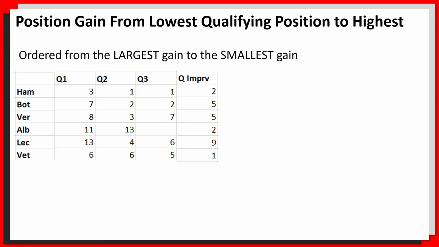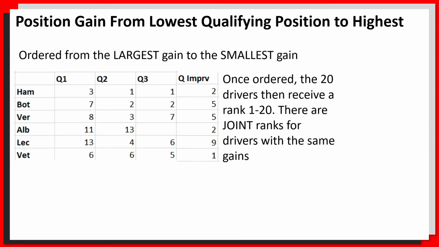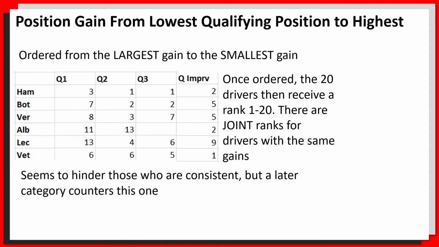We see that it is ordered accordingly. And then once again, we order them from the largest gain to the smallest gain, and then once ordered, the 20 drivers will then receive a rank 1 through 20. There are of course joint ranks like we've seen so far this entire episode. And then again, this seems to hinder those drivers who are inconsistent, but a later category counters this, as once again we look at the standard deviation, which comes next.